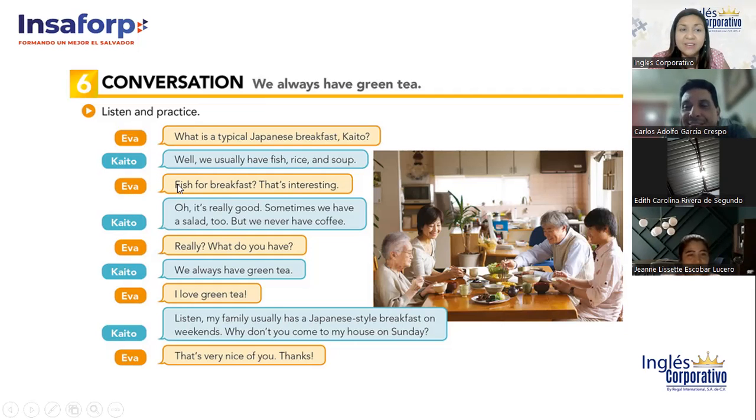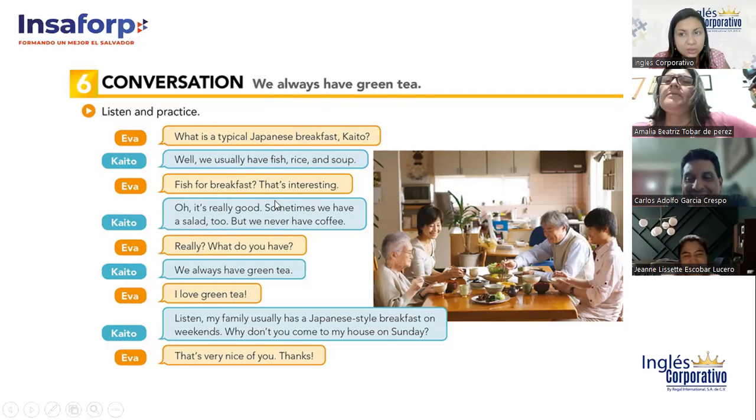Breakfast, yes. So Eva says fish, rice. That's interesting. Oh, it's really good. Sometimes we have a salad too, but we never have coffee. So Japanese people never drink coffee. Never. Really? What do you have? We always have green tea. I love green tea. Okay, so if you notice, they are using adverbs of frequency. For example, in the first one we have: we usually have fish. Sometimes we have a salad. We never have coffee. We always have green tea. My family usually has a Japanese style breakfast. Okay.